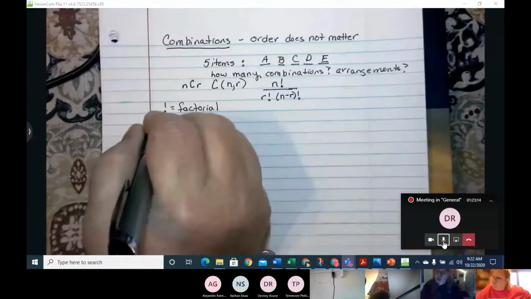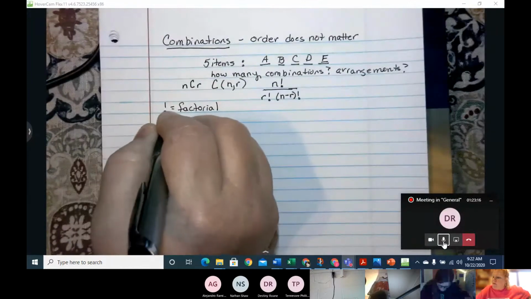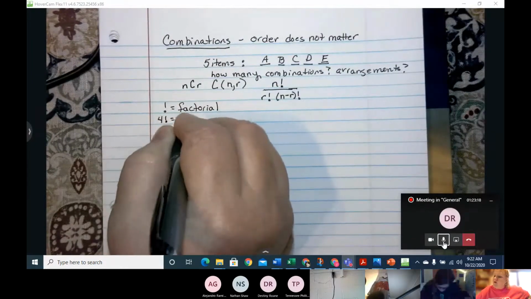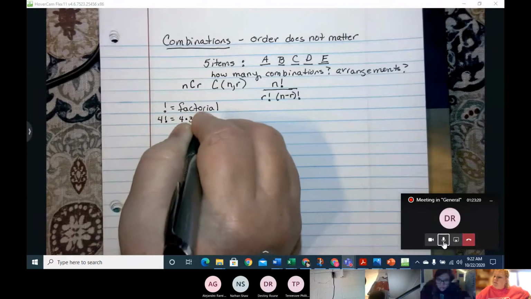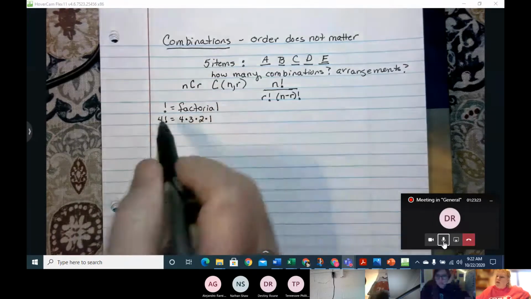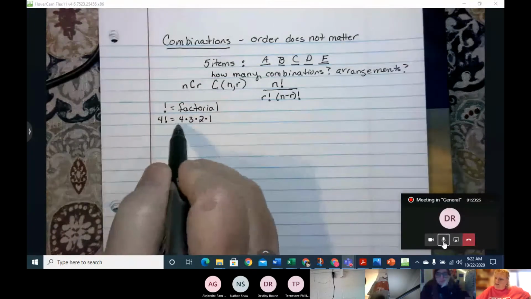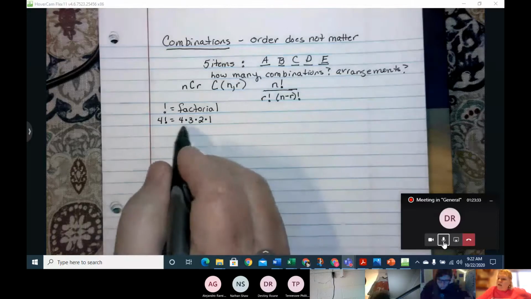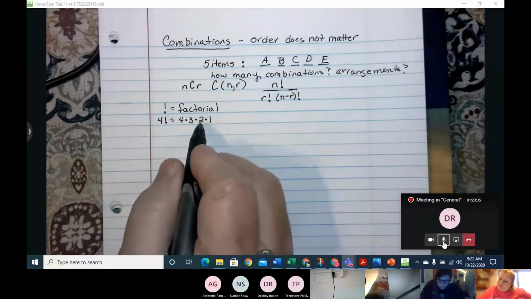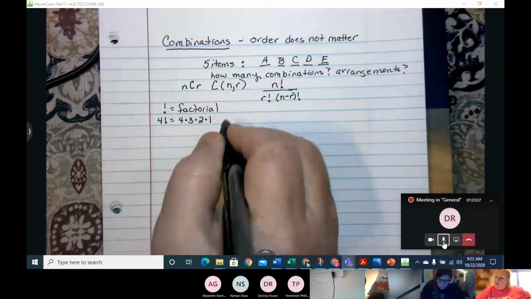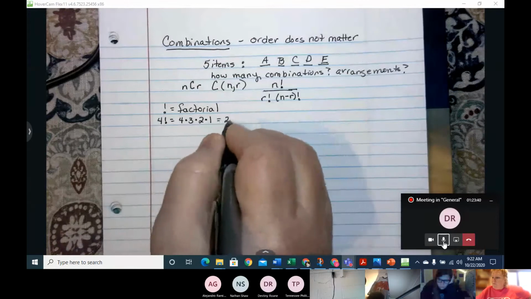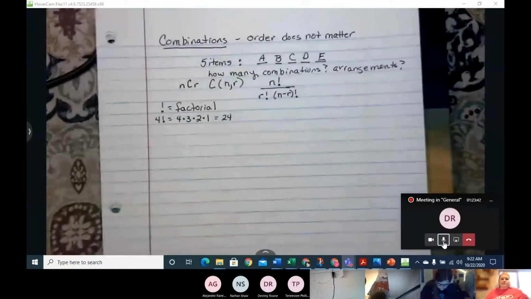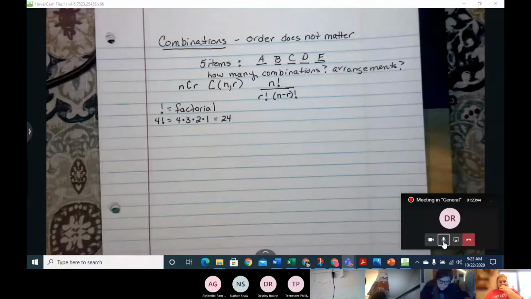If I have 4 factorial, that means I do 4 times 3 times 2 times 1. I do whatever the value is and multiply down to 1 in succession. That's what the factorial means. So 4 times 3 is 12. 12 times 2 is 24. Times 1 is 24. That would be how you would do a factorial.